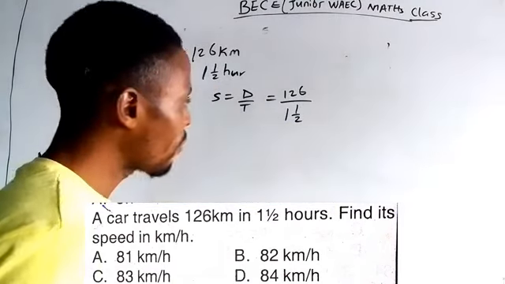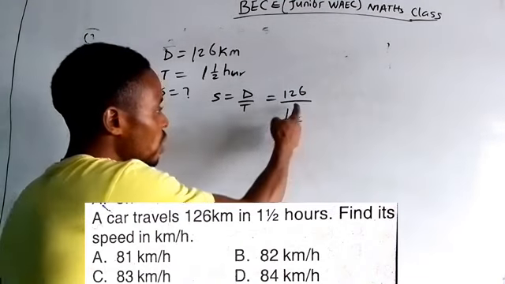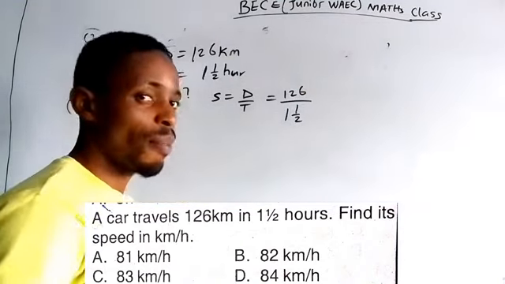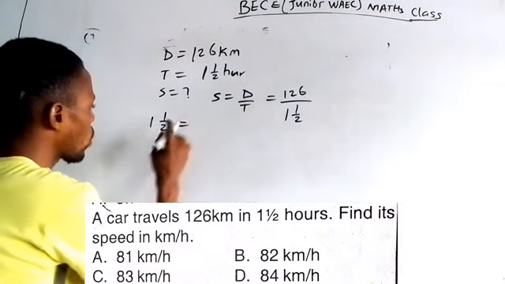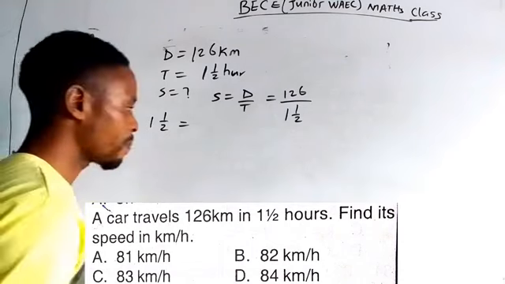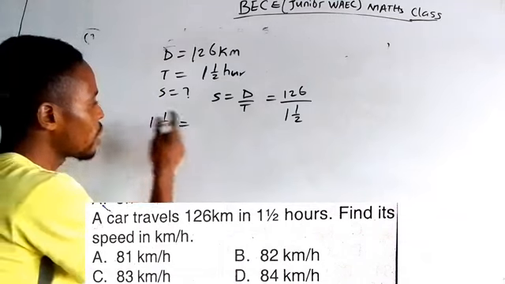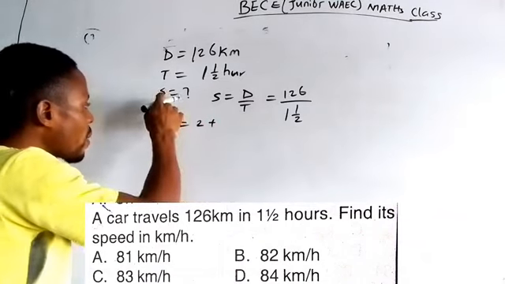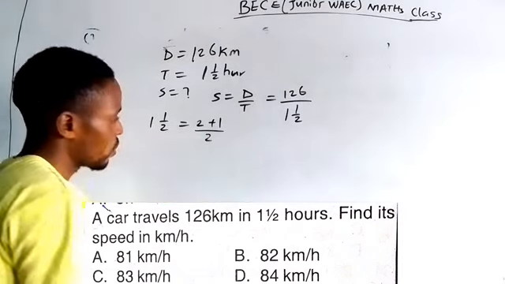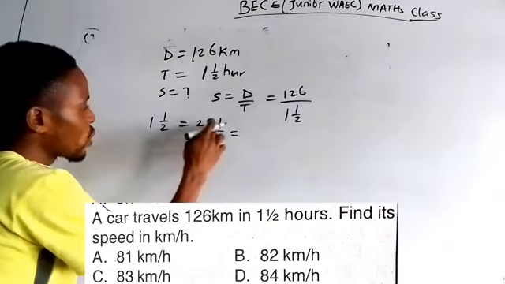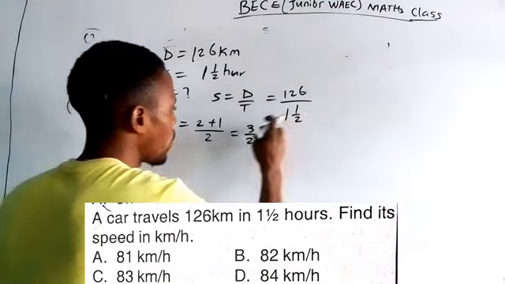To avoid mistakes when solving a question like this, note that we have a mixed fraction here, so we must convert this mixed fraction to an improper fraction. So let's do it: 1 1/2. To convert a mixed fraction to an improper fraction, we multiply the denominator 2 by the whole number 1, that is 2. Plus the 1 we have here, that is plus 1, all divided by the denominator 2. Therefore, it will be 2 plus 1, that is 3 over 2. So here we have 3 over 2.